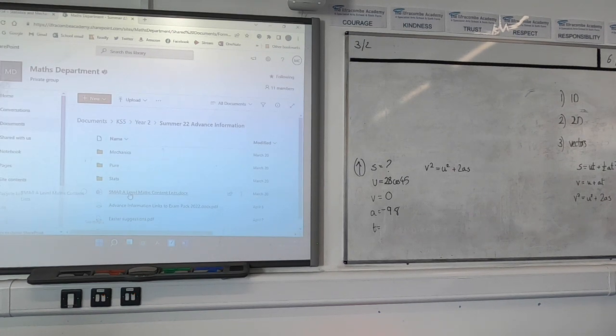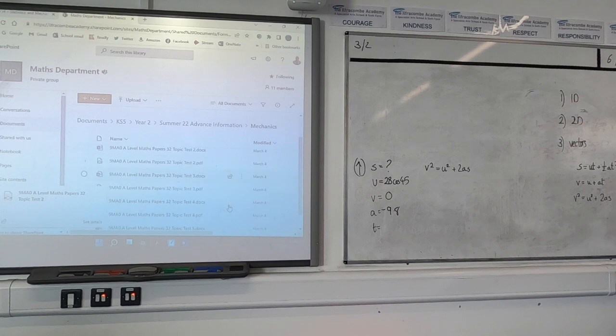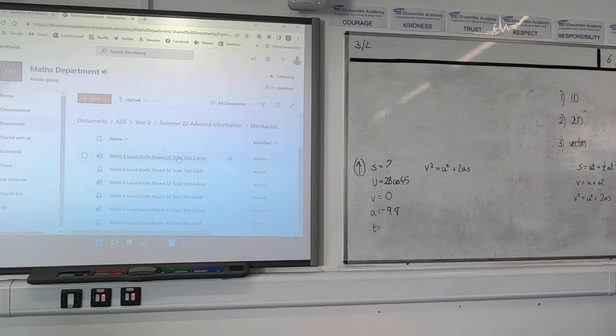You can see that if you're trying to find a particular topic, look in the content list. But I've just told you it's mechanics topic test 3, so you can find it there in either PDF or Word form. Frustratingly with these, unlike the links PDF, which have the mark schemes immediately after each question, with these you have to go to the end, but you're smart people, I'm sure you can work it out.